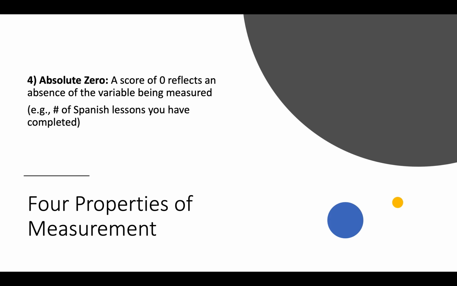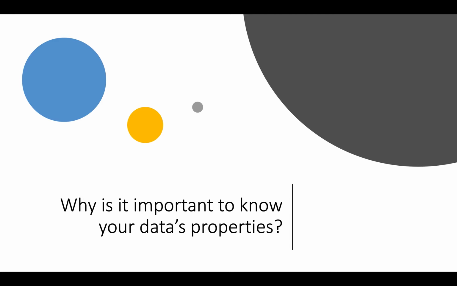This can also be used to measure things like how many siblings you have. Well, if you're an only child, 0. That reflects the absence of the variable being measured. Or how many times you've completed a 5K. Right? For me, that's 0. So these can equal 0, and 0 reflects an absence of these variables. So those are the 4 properties of measurement.